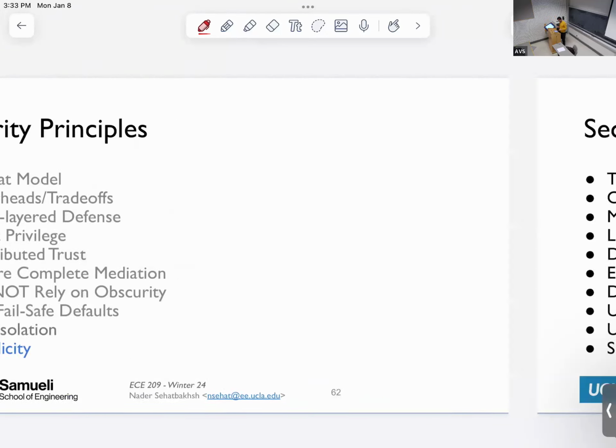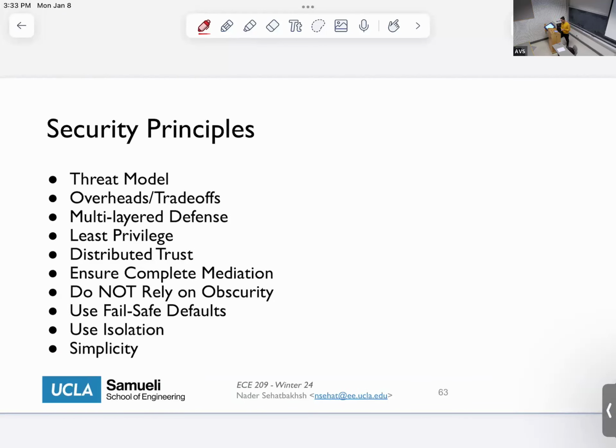Okay? All right, so these are your principles: threat models, trade-offs, multi-layer defense, least privilege, distributed trust, ensure complete mediation, do not rely on obscurity, use fail-safe defaults, use isolation if you can, and use as much simplicity as you can. This is your blueprint when you're coming up with a policy. Okay, so whenever you go and start your own security firm or whatever, and you need to start with policies, these are the principles that you need to use. Okay, and almost everything that we use is some form of these principles.